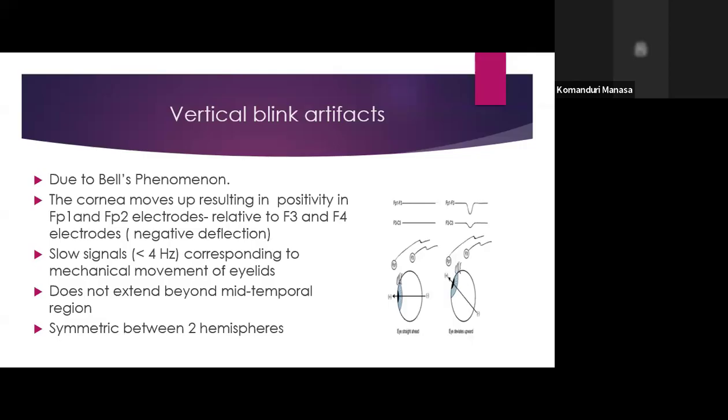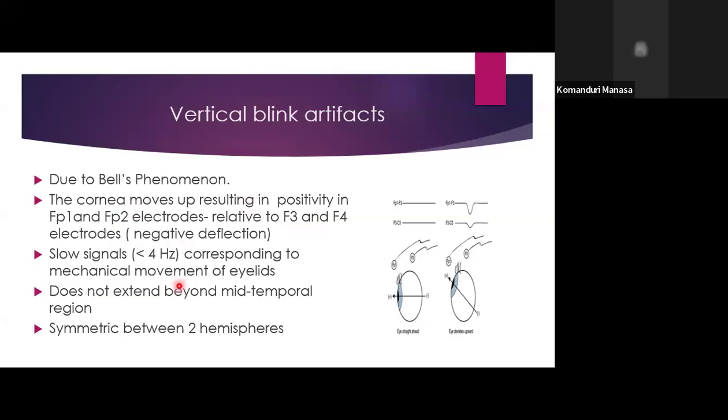First, the vertical eye movement artifacts, this is because of Bell's phenomenon. When we close the eye, there will be upward movement of the cornea. When the cornea is moving upward, the FP1 electrode becomes more positive when compared to F3. So between FP1 and F3, we will get a downward deflection because it is more positive. When the cornea moves up, it results in positivity in FP1 and FP2, which results in a downward deflection relative to F3 and F4.